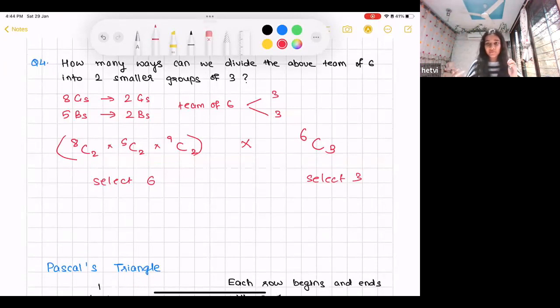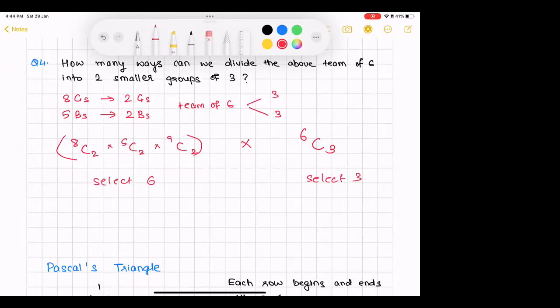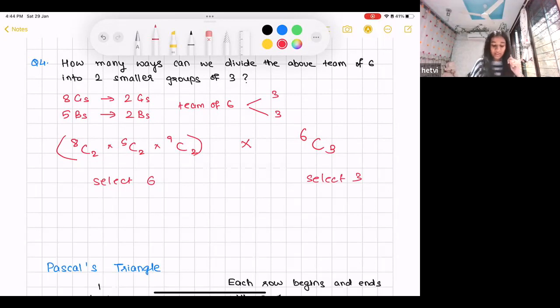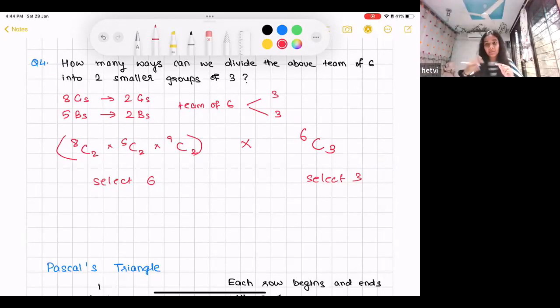Everyone understood, or if you have any doubts? In that case, there may be repetition, right? No, there won't be repetition. The first step, what we are doing is just selecting 6 people out of all of the students. And the second step is dividing those 6 people into group 1 and group 2. Does that make sense? There'd be repetition if we did the same step twice, but these are two different things that we are doing. If you have any doubts, you can always message me or just raise your hand.